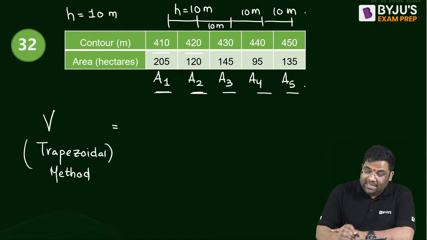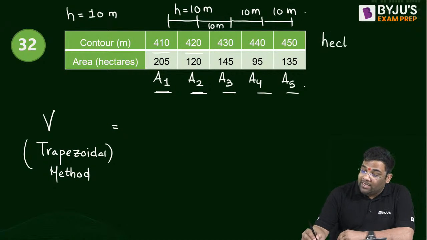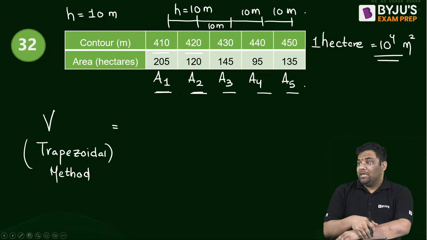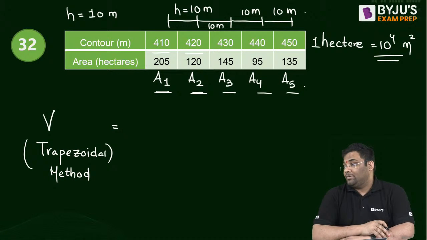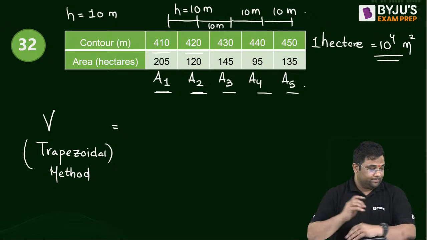But here you see the areas are given in hectares. So how to convert from hectare to meter square? 1 hectare is equal to 10 to the power 4 meter square. So use this conversion and find the answer. Numerical method formulas. Very good. Please solve this question.